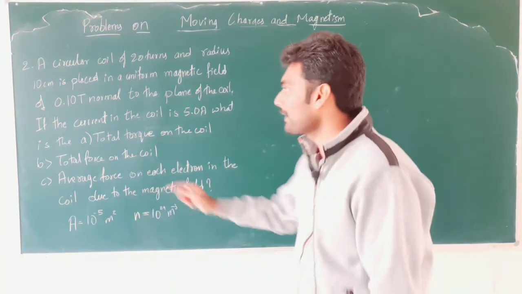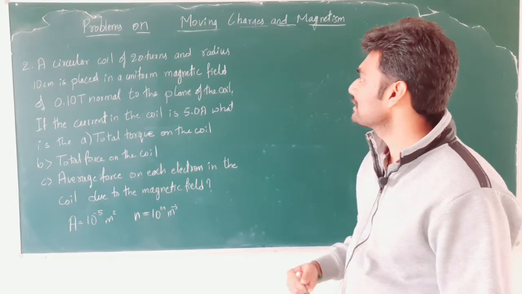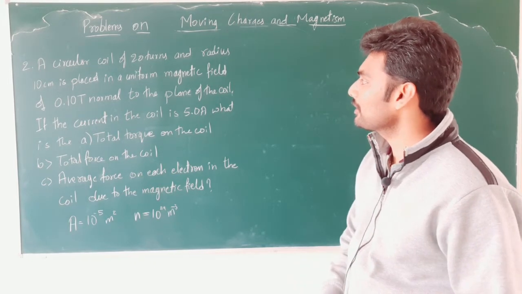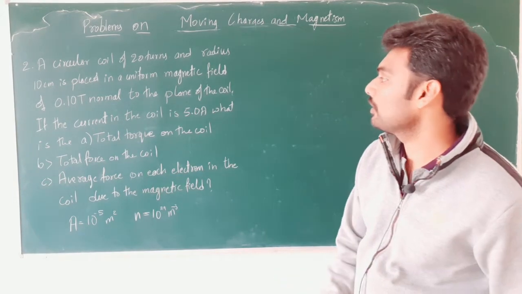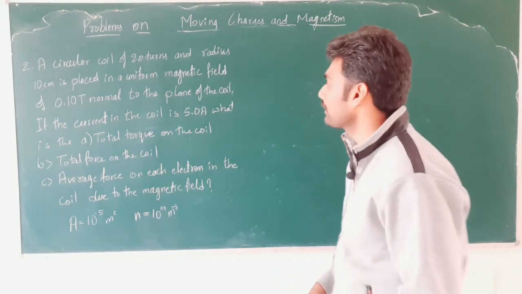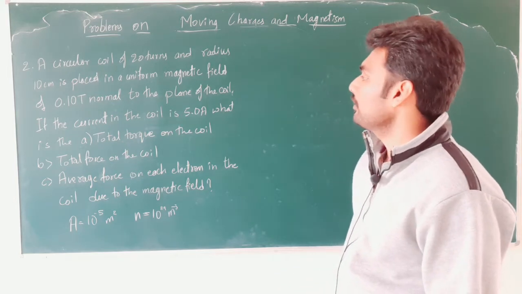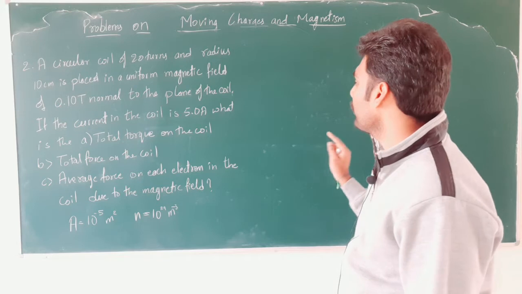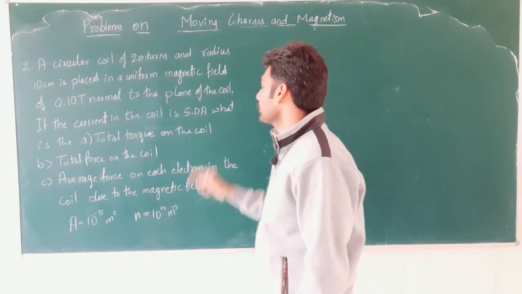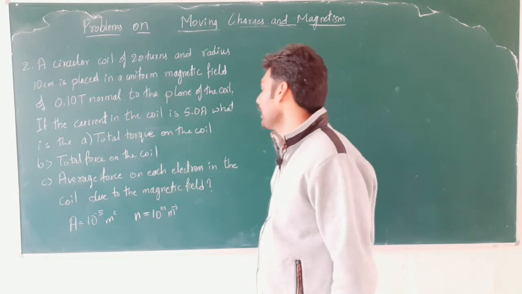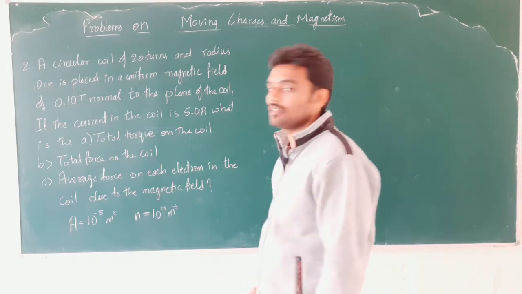The next question is as follows. A circular coil of 20 turns and radius 10 centimeter is placed in a uniform magnetic field of 0.10 Tesla normal to the plane of the coil. If the current in the coil is 5.0 ampere, what is the total torque on the coil, total force on the coil, and average force on each electron in the coil due to the magnetic field?